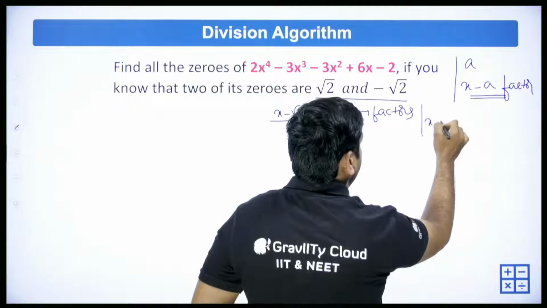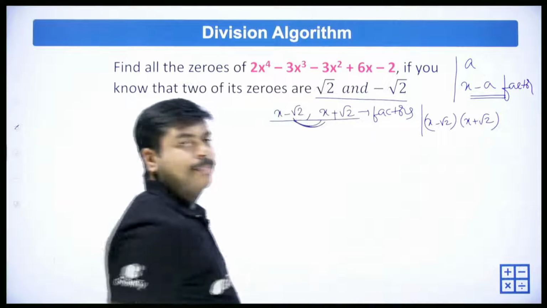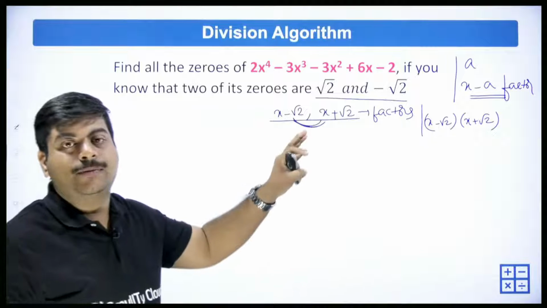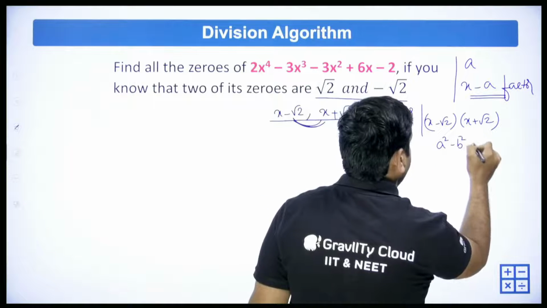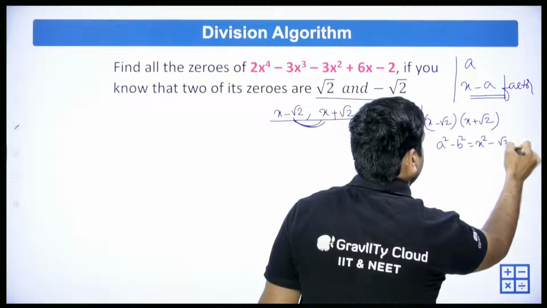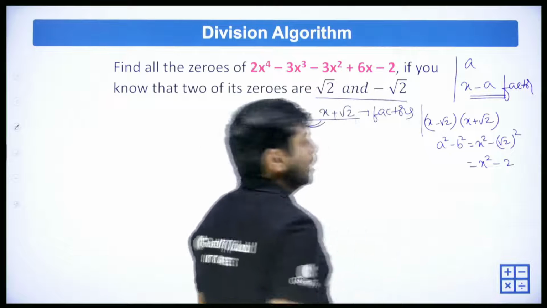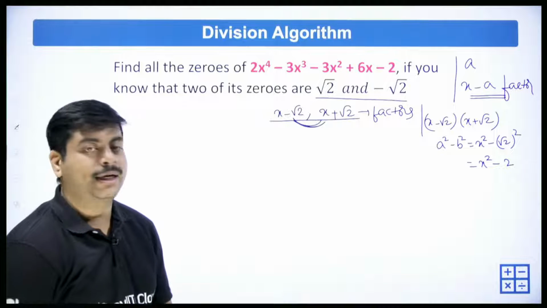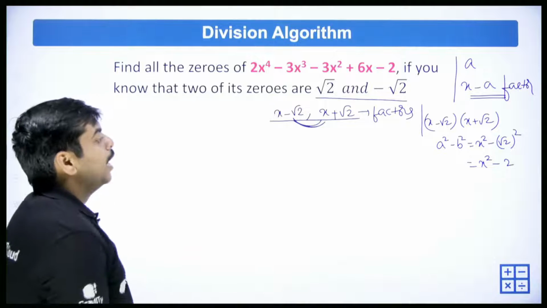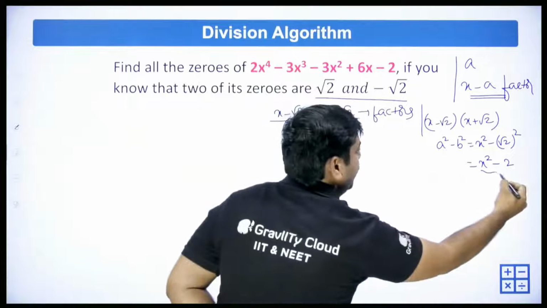X minus root 2 into x plus root 2 will give you a plus b into a minus b. What is the formula? A square minus b square. X square minus root 2 whole square. That will give you x square minus 2. Root and square get cancelled. Correct? So now one of the factors is x square minus 2.